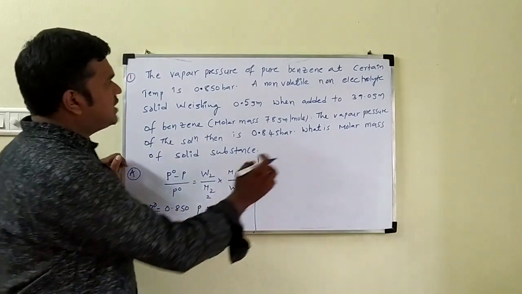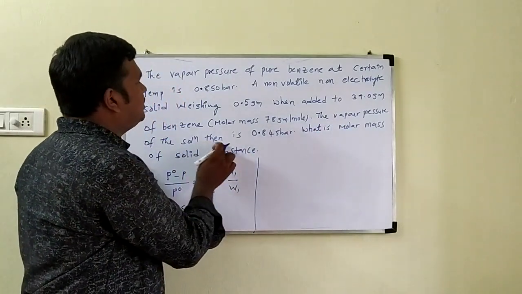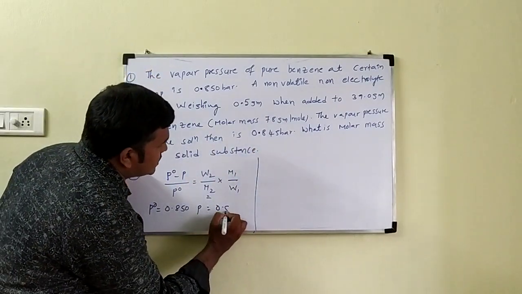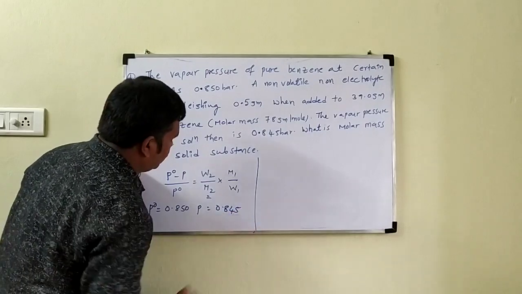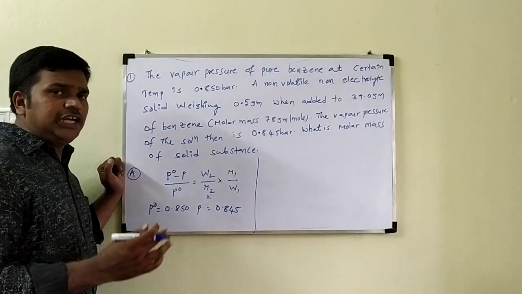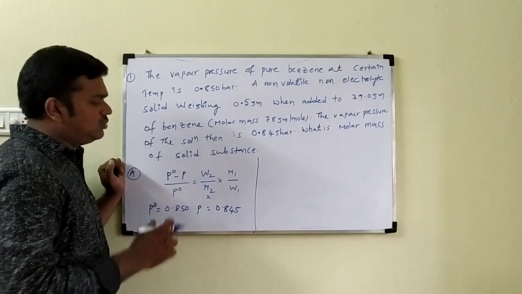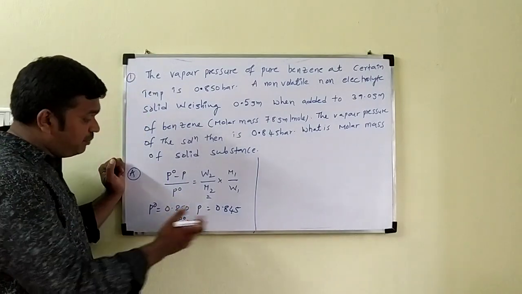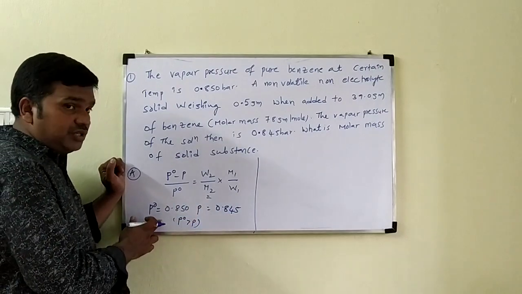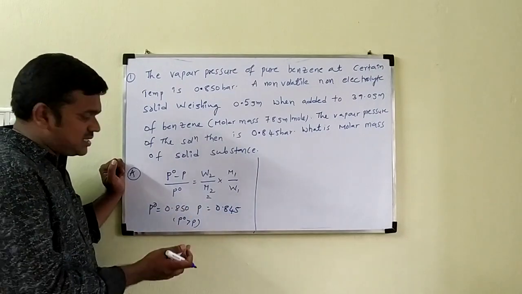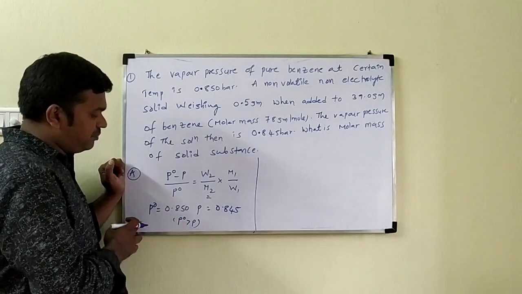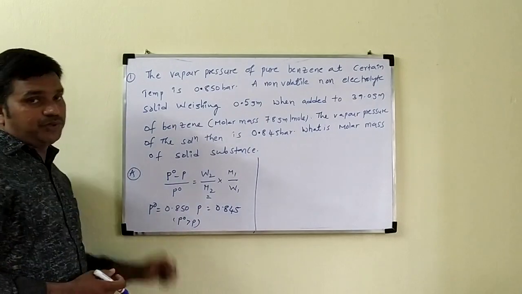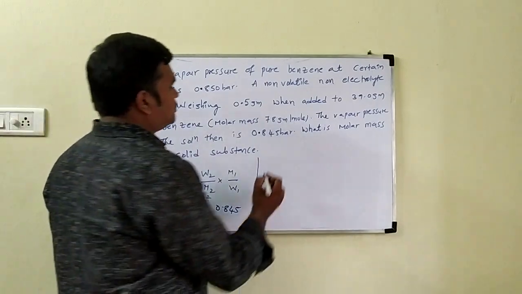Now we can see this one. The vapor pressure of the solution is how much? 0.845. I will write 0.845 bar. Already I gave one clue for you. What is the clue? Generally P naught is always greater than P. We compare these two values. 0.850 is more and 0.845 is lesser. So 0.850 is the P naught and 0.845 is P. Now W2.